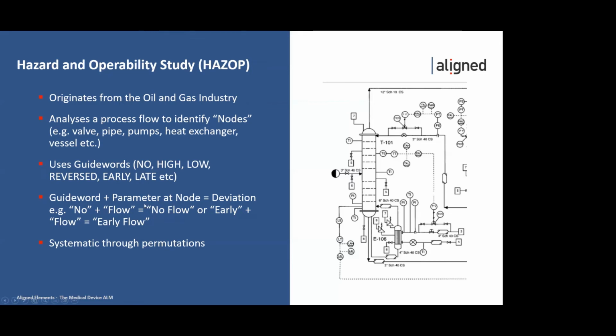For example, the guide word no and the parameter flow will yield no flow. And then you ask yourself, okay, what would happen if we didn't have any flow here? What if there's no cooling water going into the reactor? Well, then we end up with Chernobyl, basically. But that's the way that they use guide words to identify risks. And it's very systematic, and I like it very much.